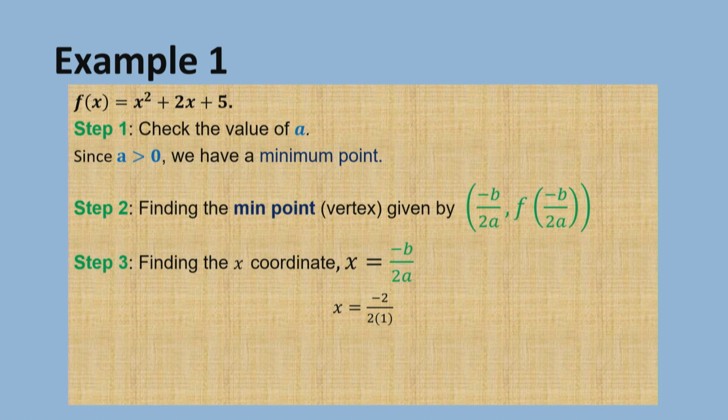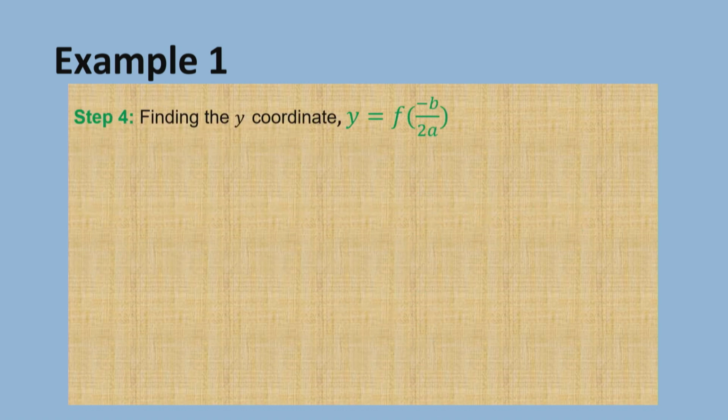Now, we need to do minus b, so that's minus 2 over 2a. That's 2 times 1. That will be minus 2 over 2, which is equal to minus 1. Now, we need to find the y coordinate. Remember, y equals f of minus b over 2a. So, that will simply be f of x. And remember, we got minus 1 for the value of x. So, that will be f of minus 1.